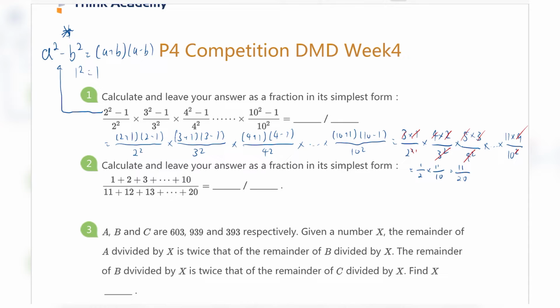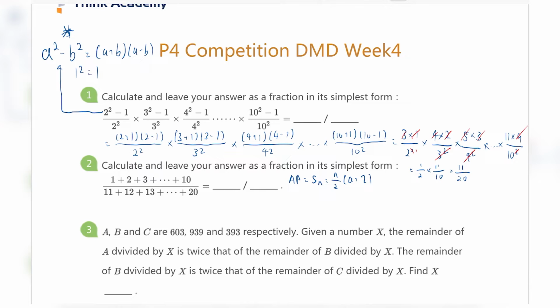For question 2, we need to calculate and leave your answer as a fraction in its simplest form. So 1 plus 2 plus 3 all the way to plus 10, over 11 plus 12 plus 13 all the way to plus 20. One very nice formula that we need is for the arithmetic progression. The sum, denoted Sn, is the number of terms divided by 2, times the first term plus the last term.